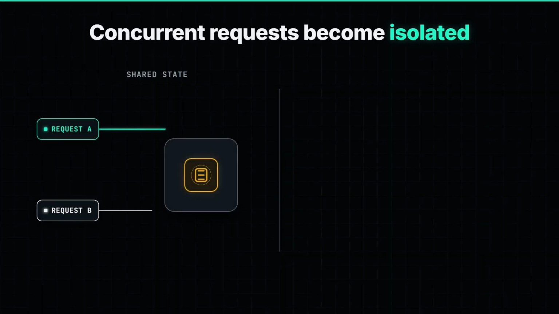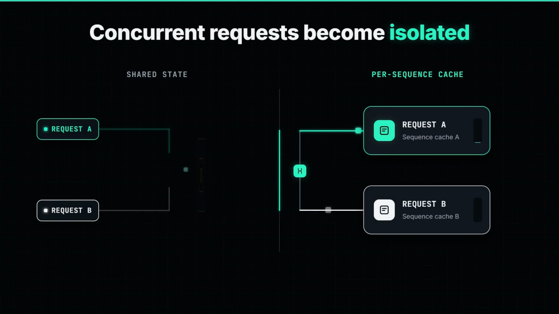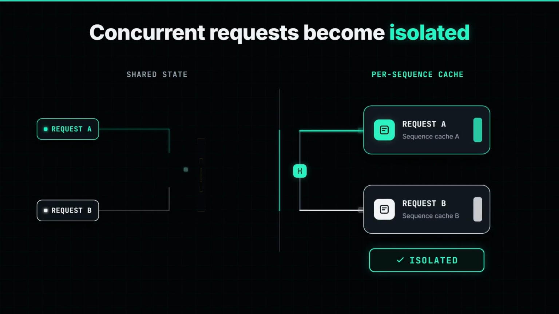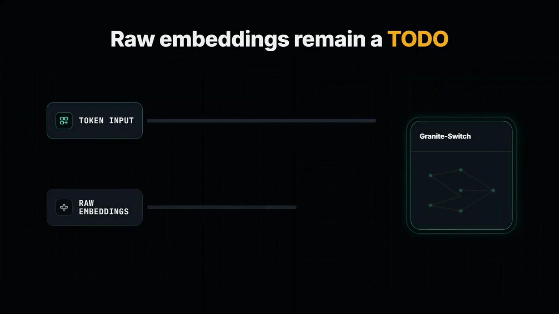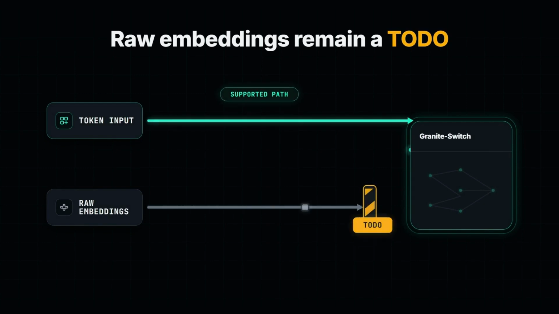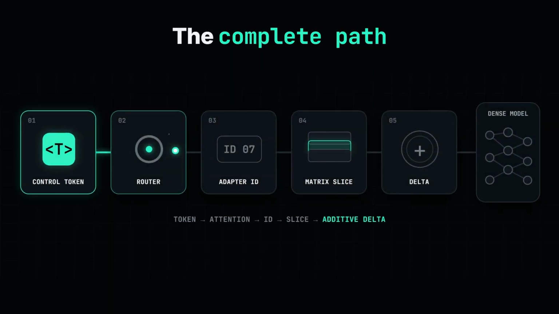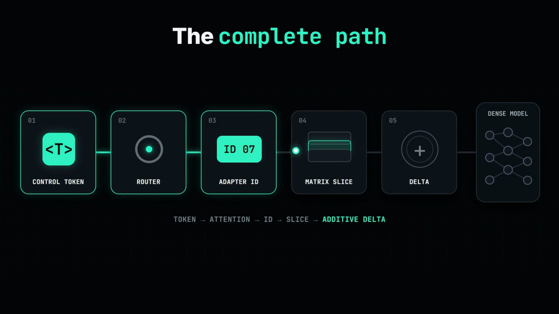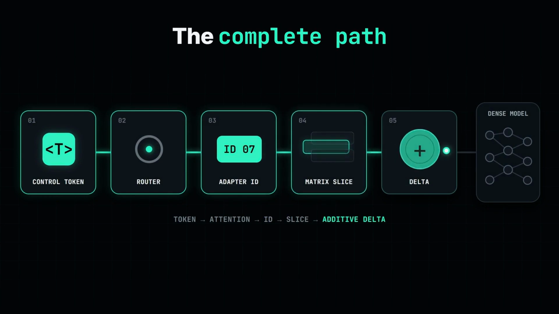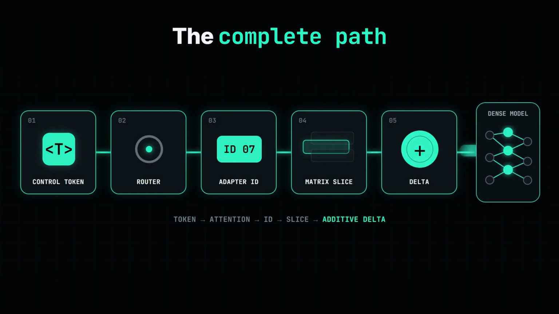Because selection lives in per-sequence cache state, concurrent requests no longer share one last writer adapter index. A merged commit asserts token input to avoid undefined behavior, while raw embedding input is explicitly left as a TODO. The full chain is control token, router attention, adapter ID, stacked matrix selection, then additive deltas across the dense model.